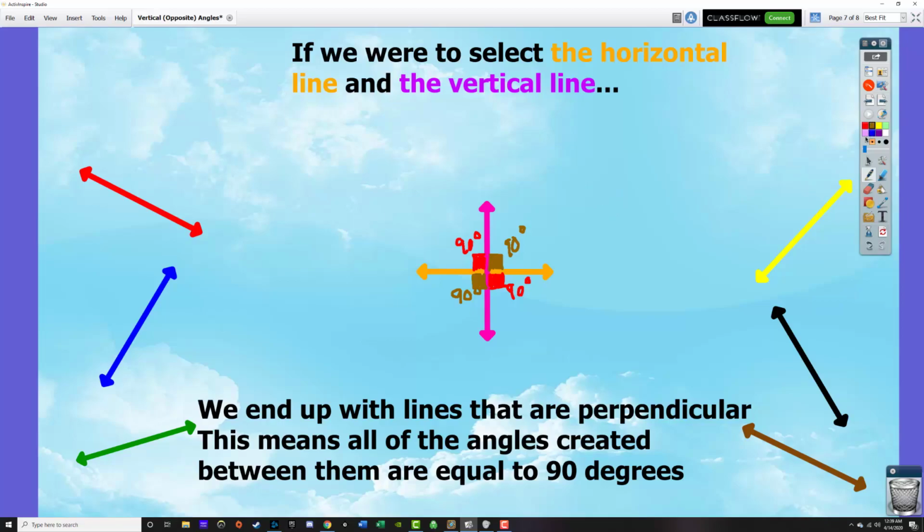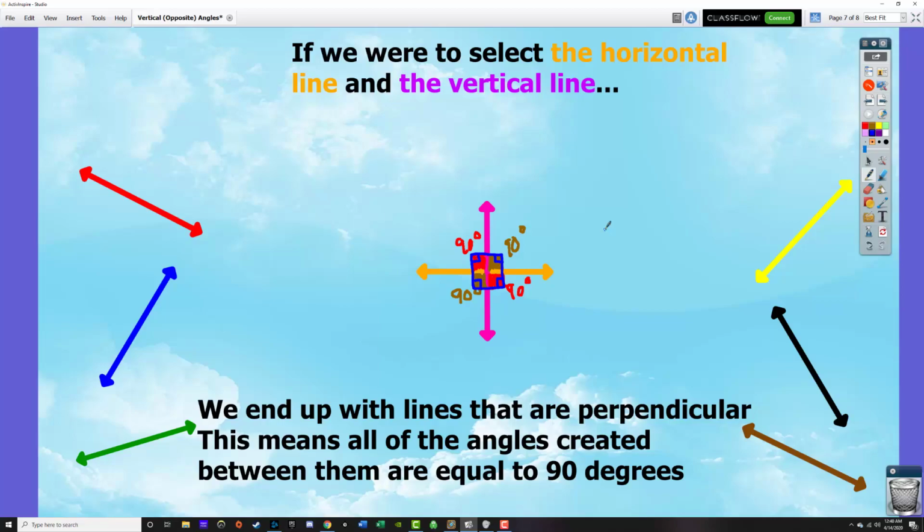And if you want a little bit more of a proof here that all of this does in fact check out, what shape have we created here between all 4 of our angles created by the perpendicular lines? Well, we've created a square. And what do we know about a square? We know that all 4 interior angles are right angles, meaning they are equal to 90 degrees.